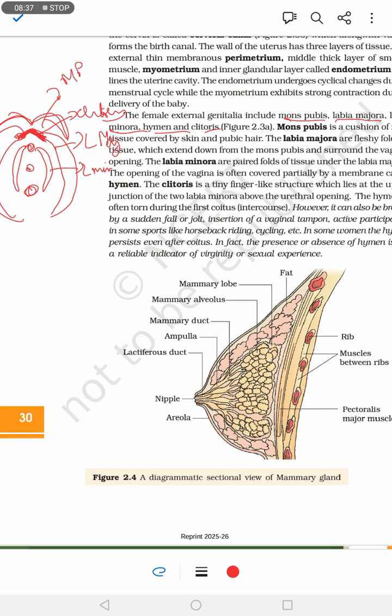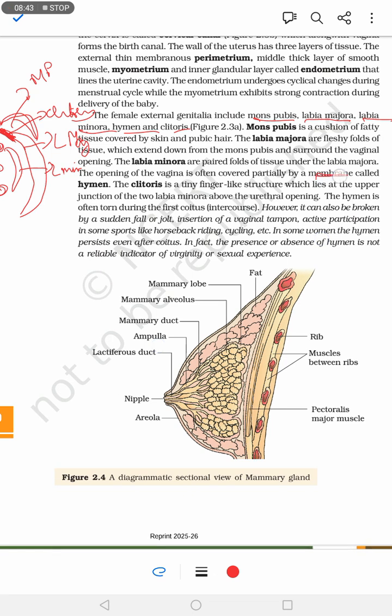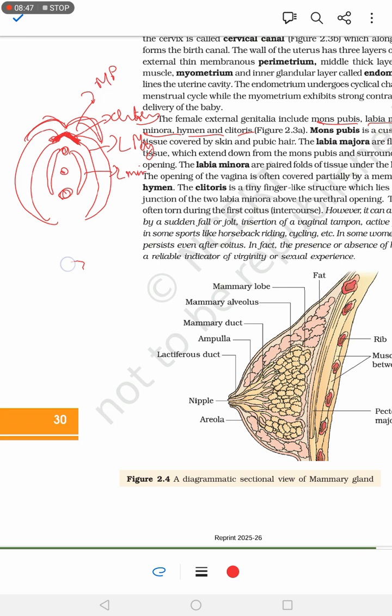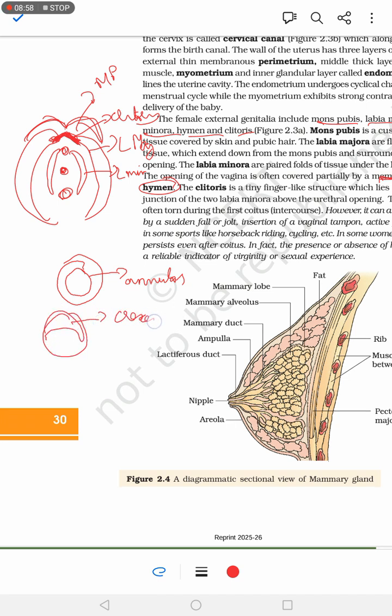And there is another part, the hymen, which is basically inside the vaginal cavity. It is a membrane-like structure, and if you visualize from below, the most commonly seen hymen is annular, or it can be crescent shaped also. Very rarely we see a hymen which is fully covering the vaginal opening. That is known as an imperforate hymen.